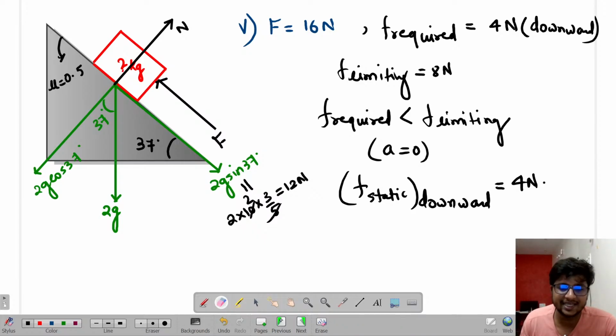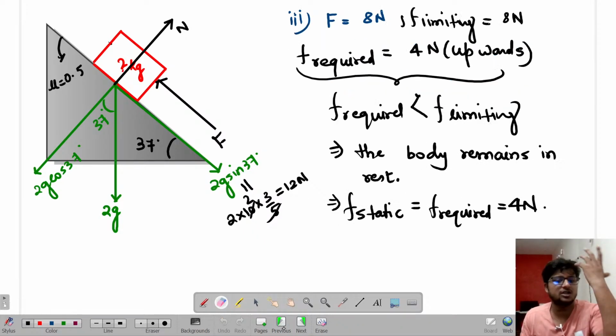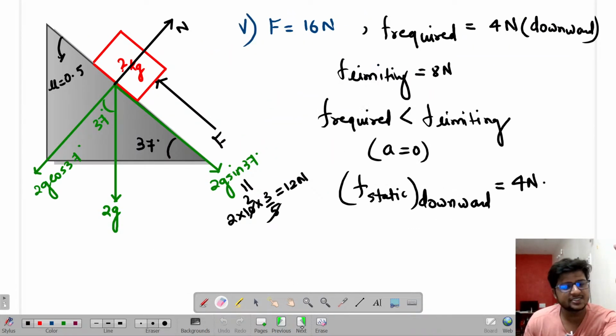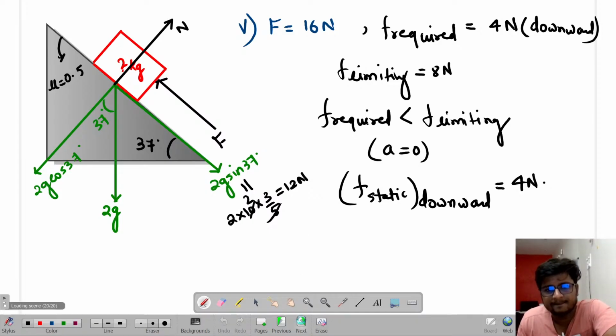So see, friction can be in any direction, Balak. It does not mean that the work of friction is only to be in upward direction. You have to see the direction of motion. Friction can take any value. F limiting can be present in upward direction also, downward direction also. And based on that, I can have different values. Are you able to get me or not? Got it?